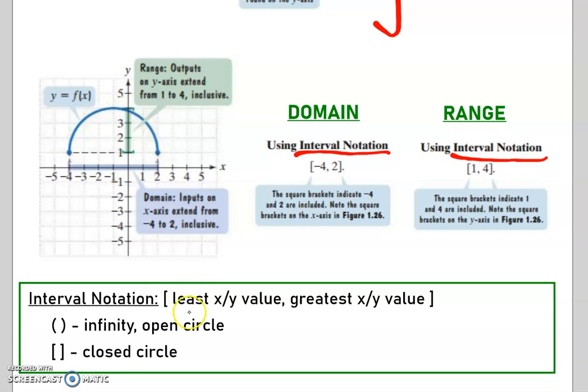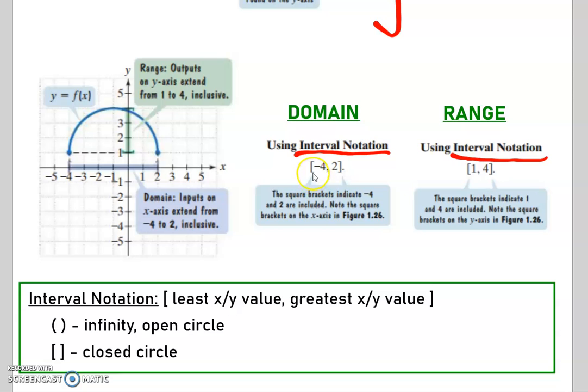Interval notation. An interval is like if somebody says, pick a number from 5 to 20. That's an interval. Somebody's giving you a specific area of all the numbers to look at, 5 to 20. So that's what we are writing: the interval. We always go from least to greatest, just like I just said, 5 to 20. And it is based on whether we're doing the domain or the range. If we're doing the domain, it's going to be in terms of the x values. If we're doing the range, it's going to be in terms of the y values.